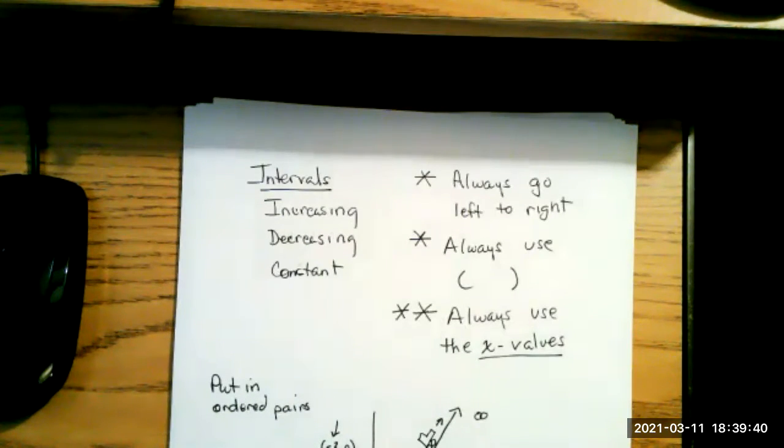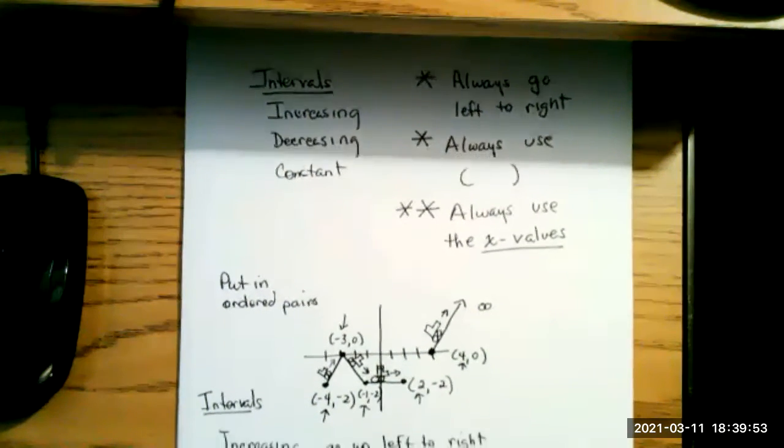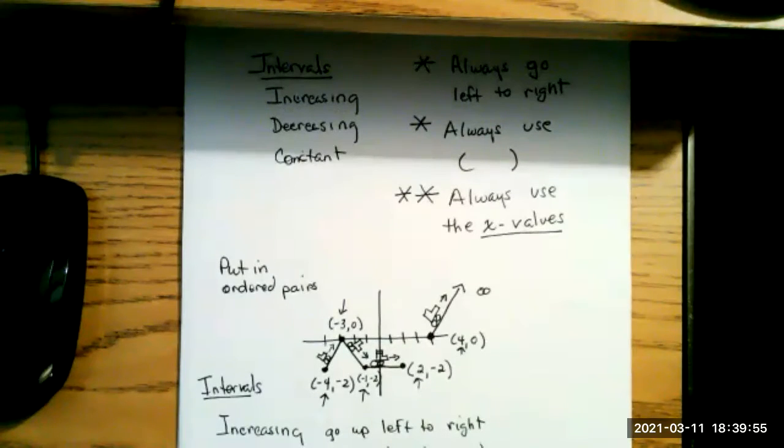Now, that's intervals. Always go left to right. Always use parentheses. Always use the x values. Any questions on that? And this is for intervals, correct? This is only for intervals. Okay, I'm making a note. So if I say what the interval of this graph is, that's what you would answer, the two x values. Yes, you have to use x values. Okay, I think I got it.